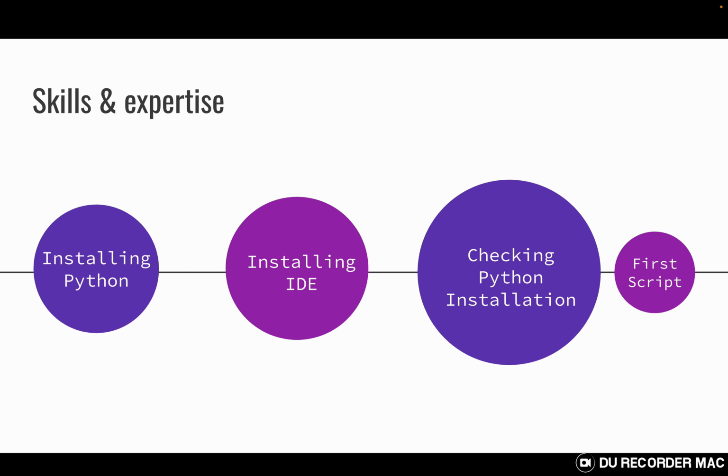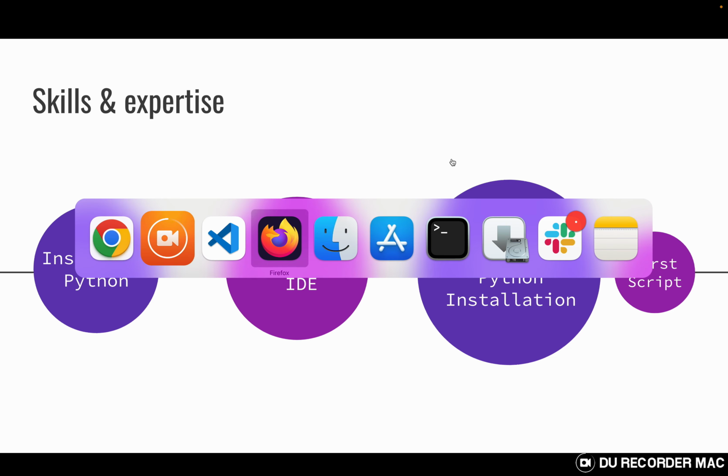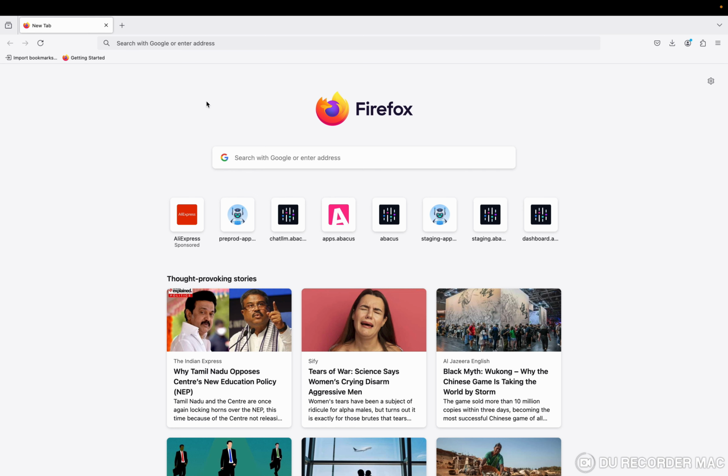In this introduction video, I'm going to cover the basic Python installation. Then the IDE which we choose is VS Code, and I'm going to show how VS Code works. Then I'm going to check that the Python installation is working fine with a small Python code script. Okay, so let's open any browser which you prefer. I'm opening Firefox here.